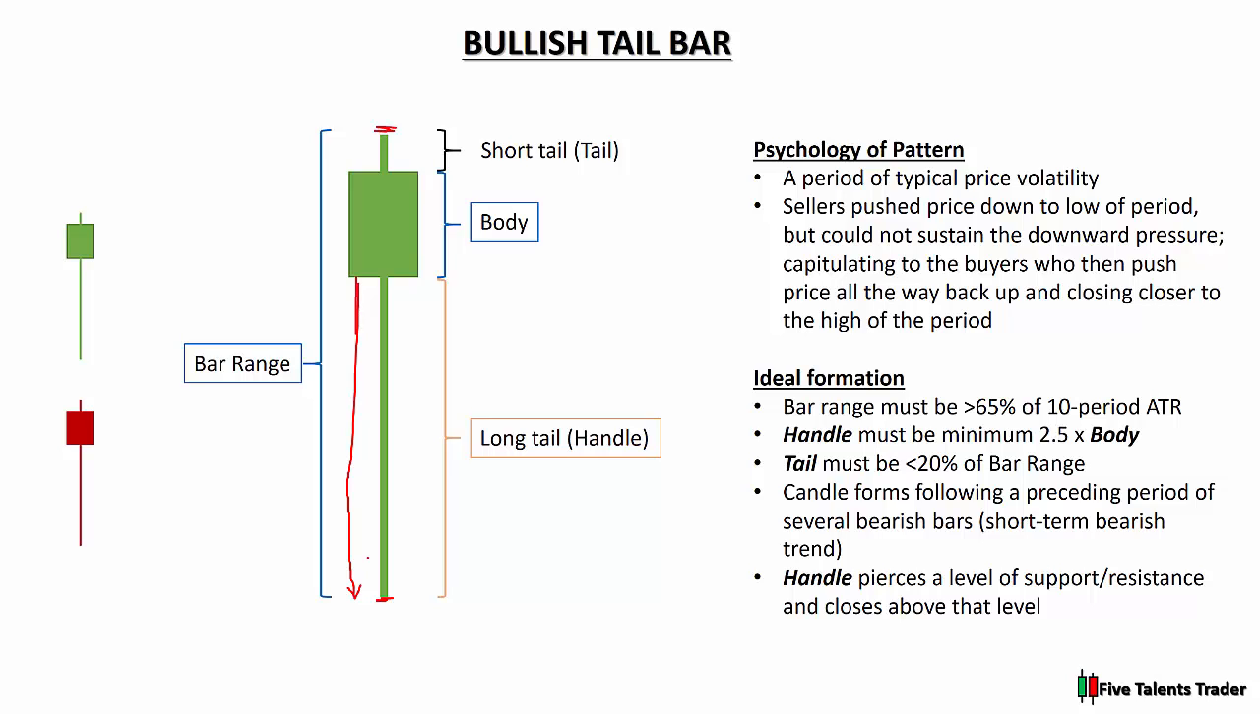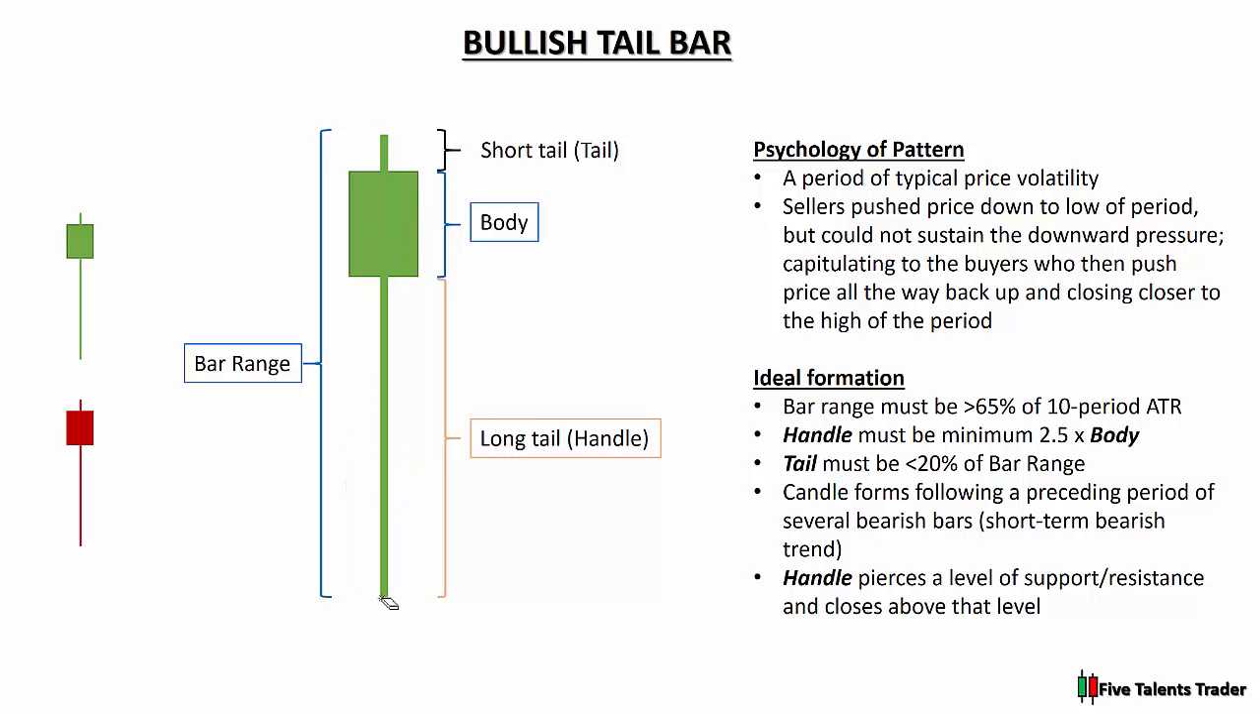But somehow, and for whatever reason, the sellers could not sustain the downward pressure, and they capitulated, allowing the buyers to push price back up closer to the top of the range. And this is what leads to this long tail around here, which I choose to call the handle. And sometimes you get the tail as well at the top, which I choose to call the short tail point.